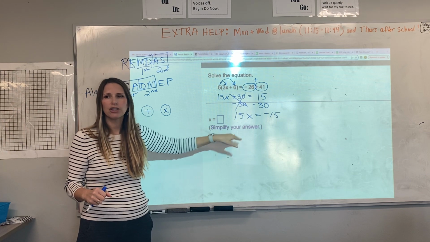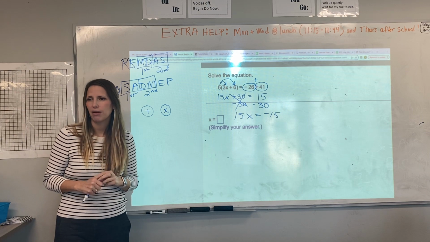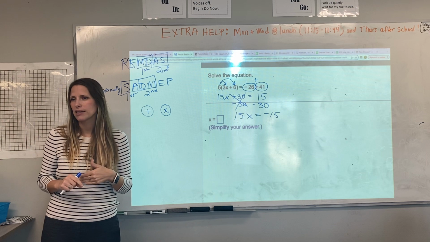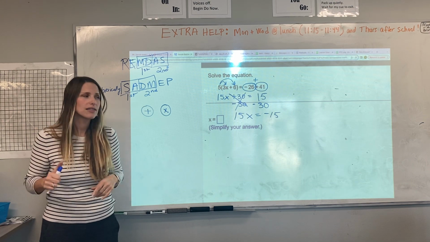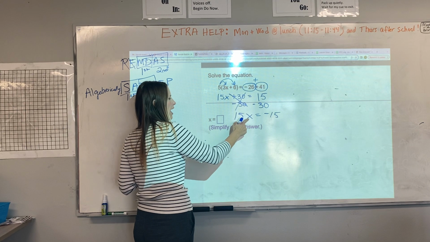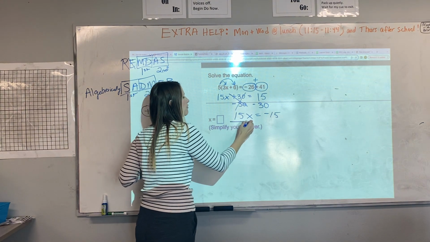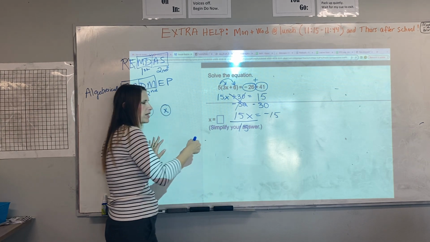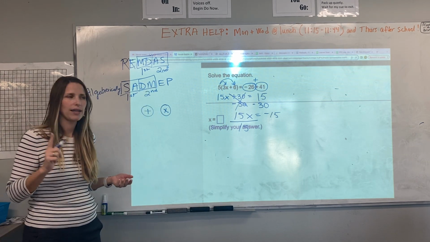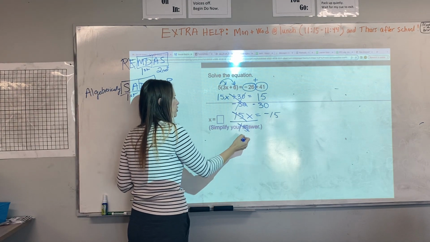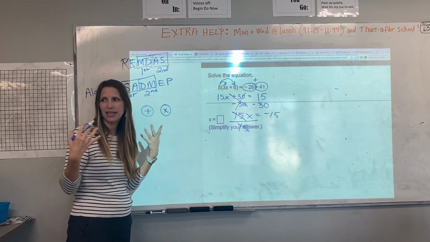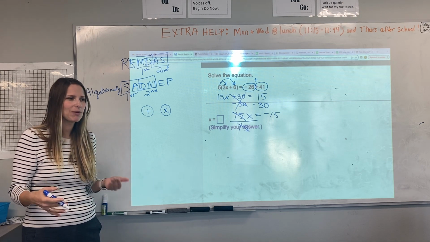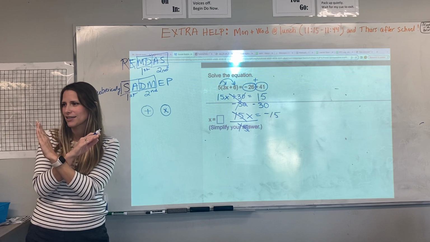We see that multiplication is happening here. Melanie, what is the operation that will undo multiplication? What is the opposite of multiplying something? Yeah, dividing it. So we're going to take x times 15. We're going to divide it by 15. The 15 over 15 equals what? 1. That's how it cancels, because 1x is simply x, right? 1 times x is x 1 time, so it's just x, right?